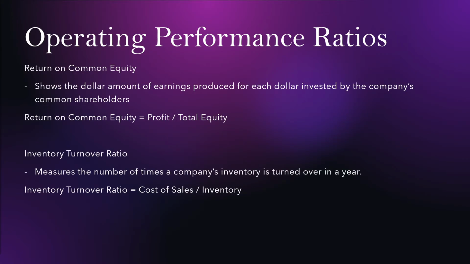Some other operating performance ratios include the return on common equity. It is a pretty simple ratio. It's just the profit divided by total equity, and it shows the dollar amount of earnings produced for each dollar invested by the common shareholders. Inventory turnover ratio measures the number of times a company's inventory is turned over in a year, and it is calculated as cost of sales divided by inventory.